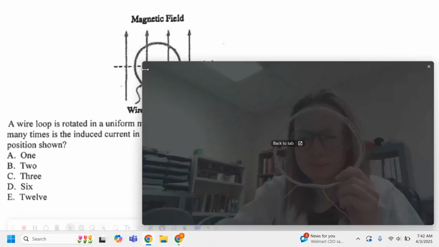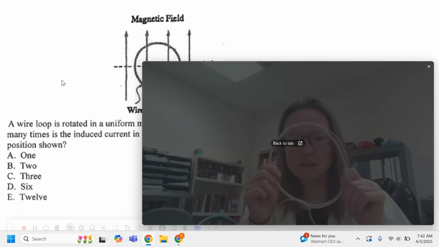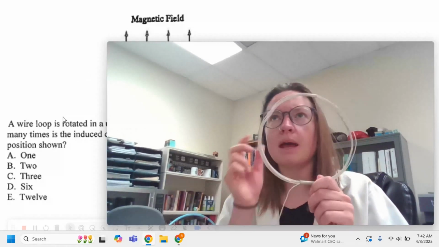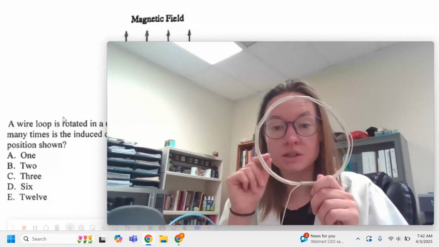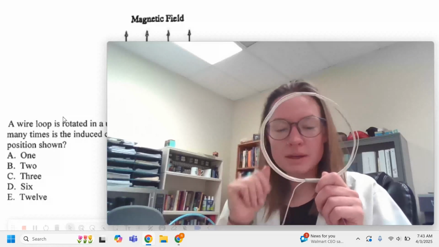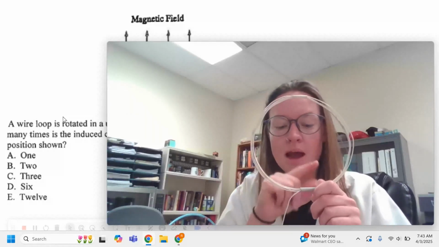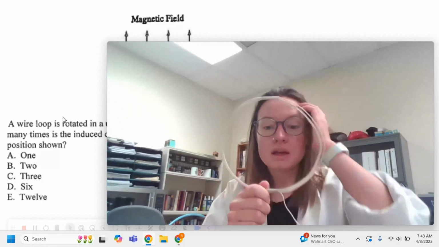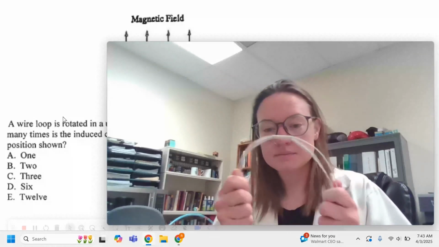So here's the idea. This loop is going to rotate 3 times. If it's going to rotate 3 times, what we could do is figure out how many times the direction of the current changes when it rotates once, and then multiply that by 3 to see how many times the direction of the current will change when it rotates 3 times. So let's go ahead and take a look.